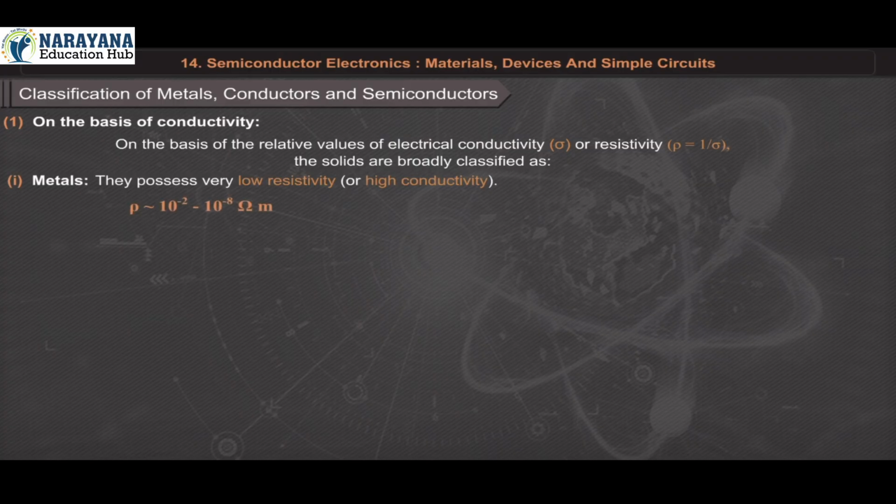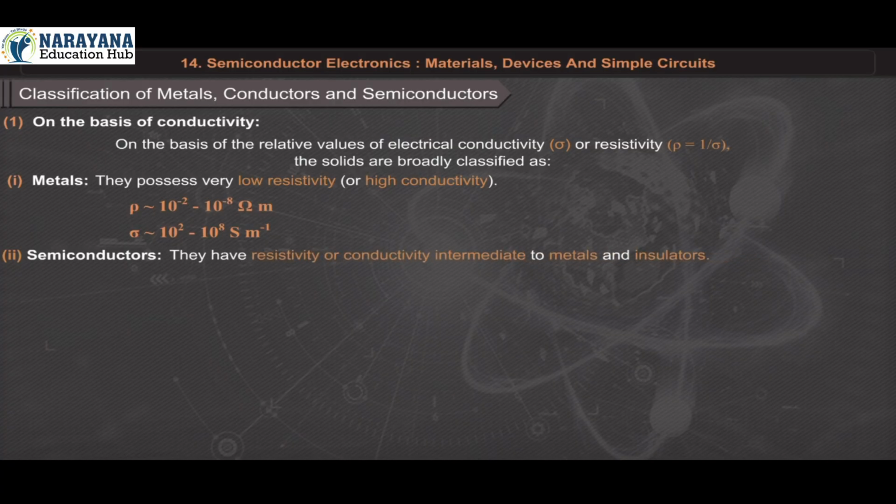Rho is about 10 raised to minus 2 to 10 raised to minus 8 ohm meter. Sigma is about 10 squared to 10 raised to 8 siemens per meter. Number 2. Semiconductors. They have resistivity or conductivity intermediate to metals and insulators. Rho is about 10 raised to minus 5 to 10 raised to 6 ohm meter. Sigma is about 10 raised to 5 to 10 raised to minus 6 siemens per meter.